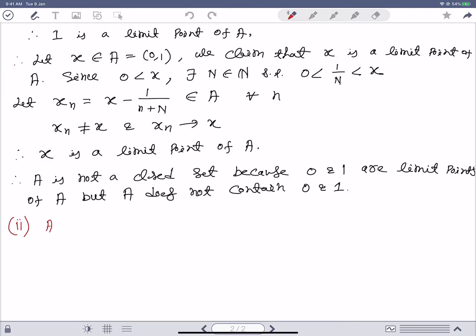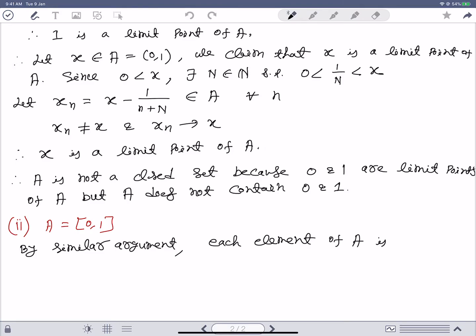Now by a similar argument as above, you can check that each element of A is a limit point. 0 is a limit point, 1 is a limit point, and any element between 0 and 1 is also a limit point of the set A.